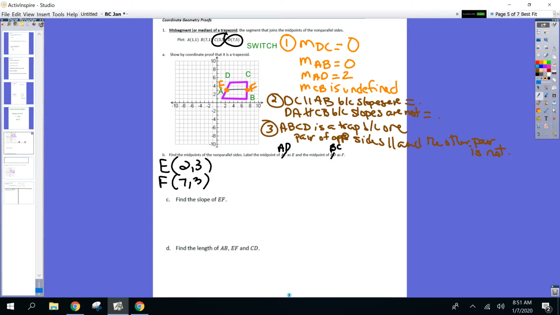Again, how was EF formed? By connecting the midpoints of the non-parallel sides. When I connect the midpoints, I have created the mid segment. Mid segment is when you connect the midpoints of the non-parallel sides in your trapezoid. I also want to make sure you are aware of the alternative name for it, in case you see it.